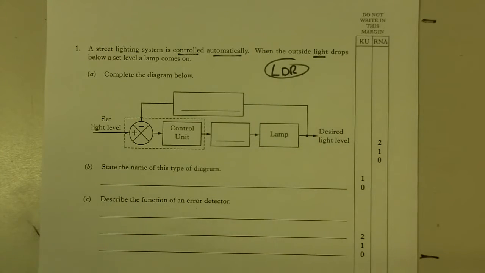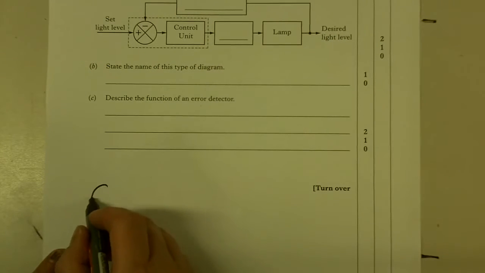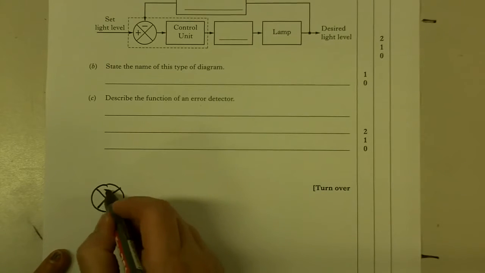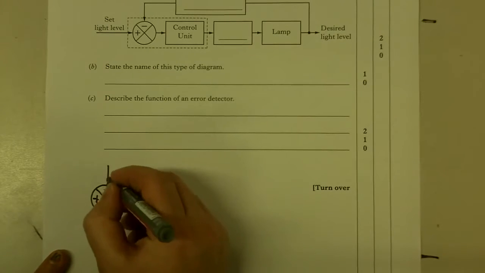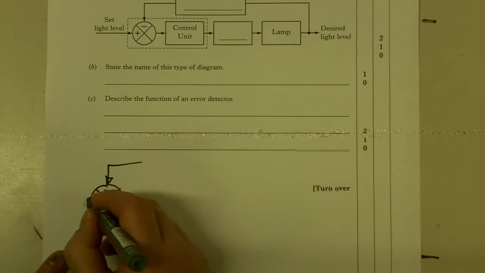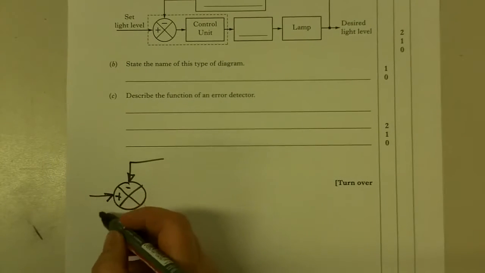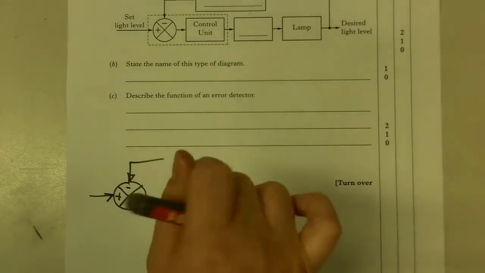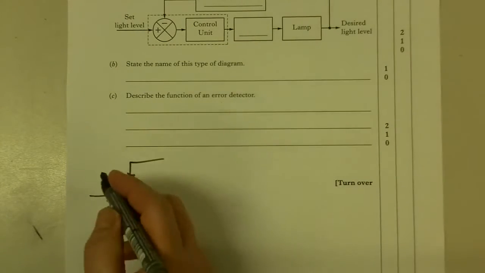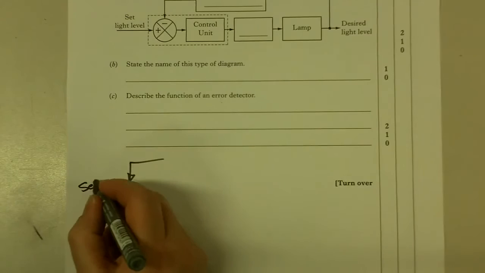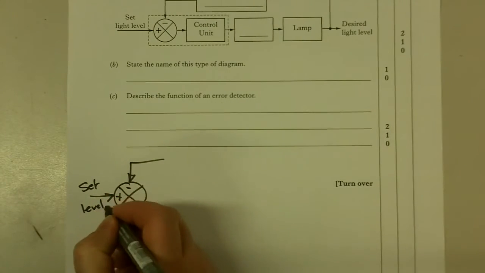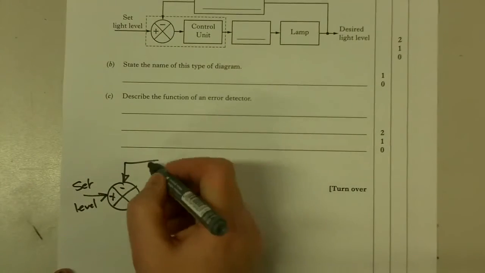Well, that's great, isn't it? Error detector is very important, so we'll put that down here. Minus, plus, and two signals going in to the error detector. Okay, you've got your set light level, so you can adjust the level of intensity that you want it to turn on and off at. So it's the set level, and this one is the feedback level.